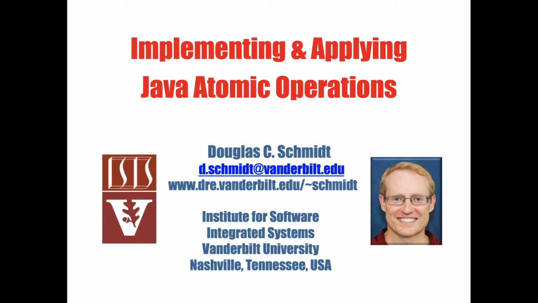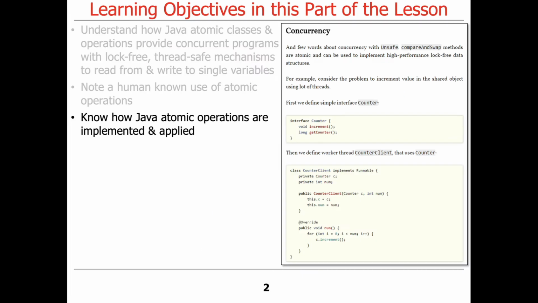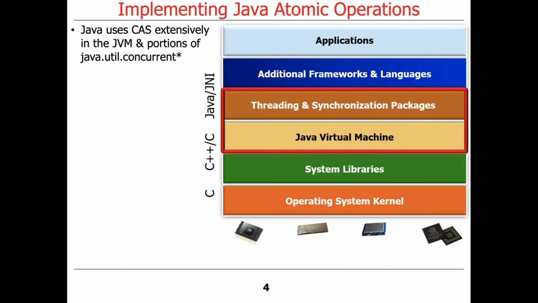So we're now going to talk about implementing and applying Java atomic operations. I'll explain how they're implemented under the hood and how they're applied. We're going to talk about other applications later, but I'm going to talk primarily here about how atomic operations are implemented. Java uses compare and swap operations extensively in the Java virtual machine and in portions of java.util.concurrent.